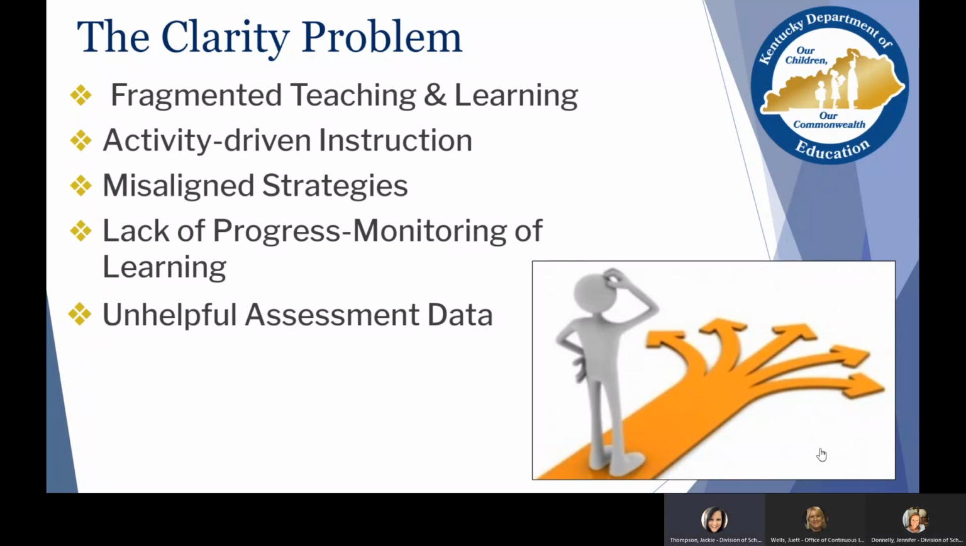All right, thank you. Okay, so as Jenny so eloquently spoke about, there are 5 essential components in the clarity understanding, the clarity work. But there are also 5 components of the clarity problem, and those are listed on your screen. We're going to look at those in greater detail in just a second. The first one is fragmented teaching and learning. The second one is activity-driven instruction. The third one is misaligned strategies. The fourth is lack of progress monitoring of learning. There's a key component there. And then unhelpful assessment data.